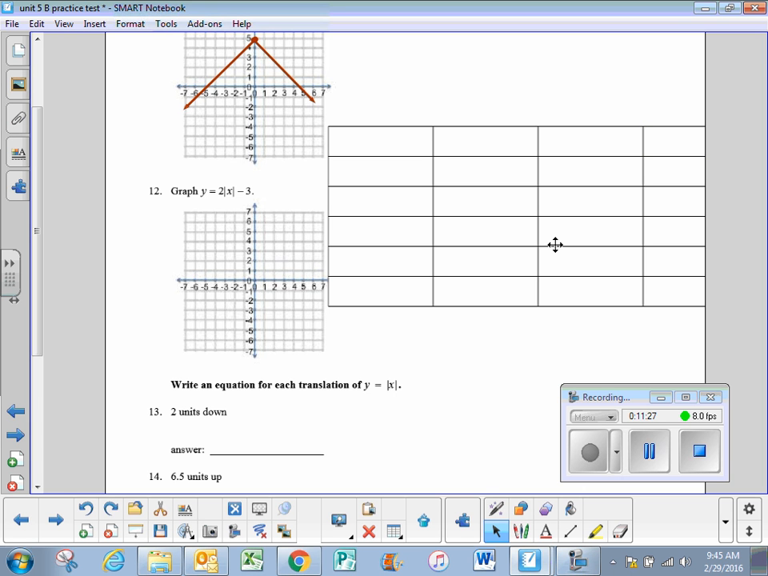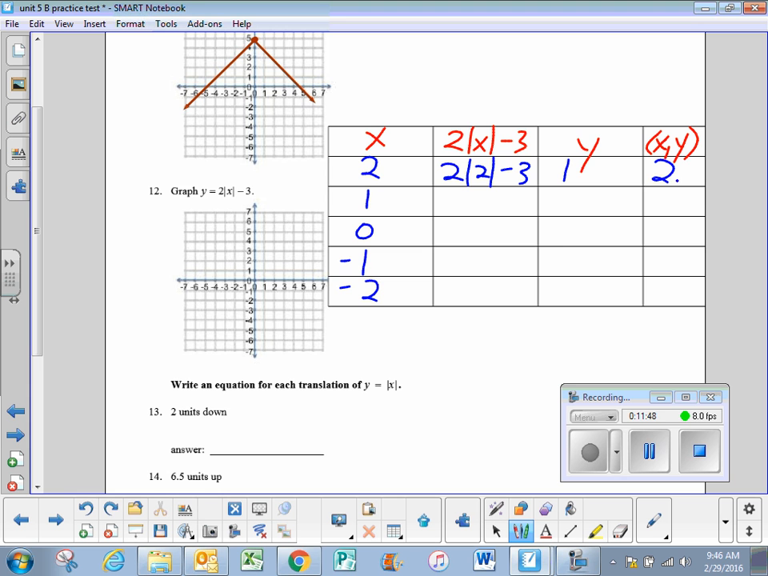Okay, so we have input, the function, output, and then our ordered pair, right? Okay. 2, 1, 0, -1, -2. If I put in 2, I get 2 times the absolute value of 2 is 4, minus 3 is 1. Oh, so I got that right. It's just in separate order. 2 times the absolute value of 1 is 2, minus 3 is -1.